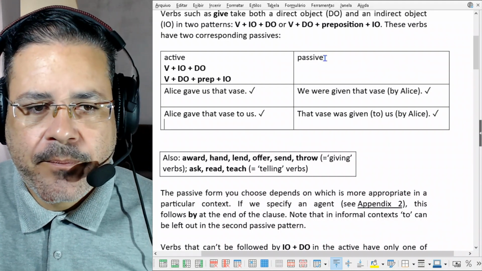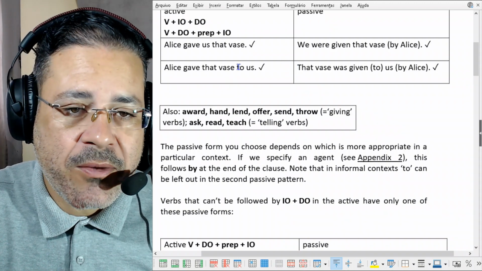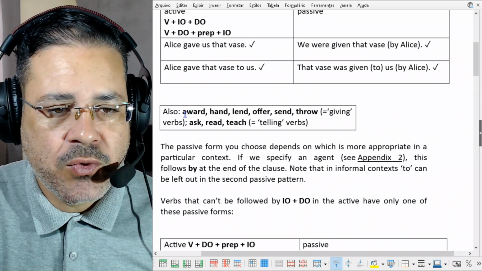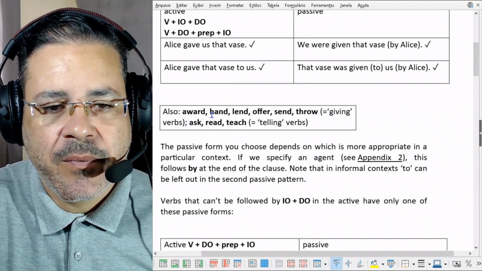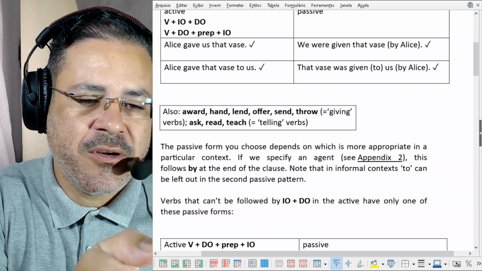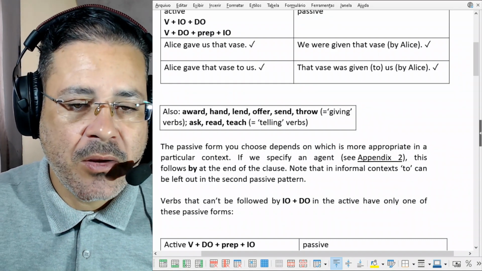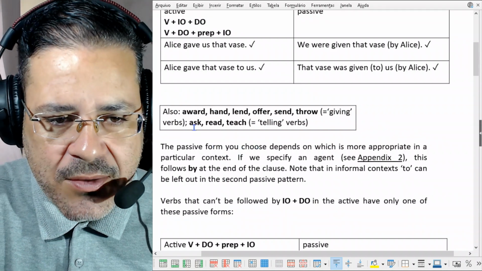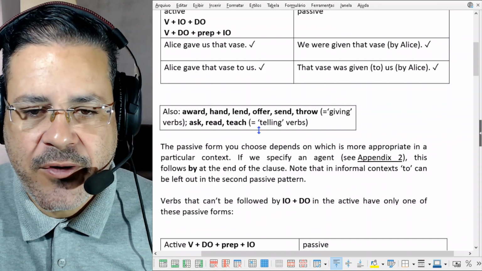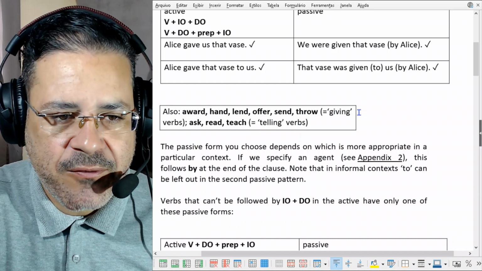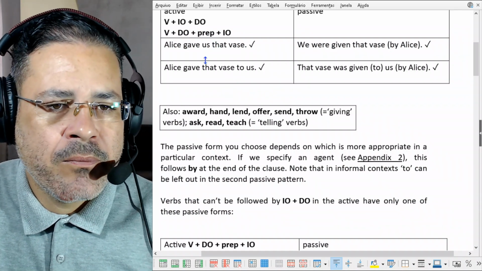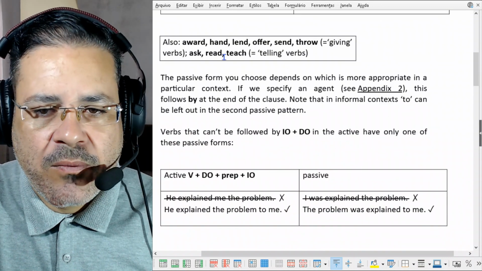Okay, moving on. Also, we might apply those patterns to form the passive with these verbs: award, hand, lend, offer, send, throw. Those are giving verbs. And also, we might use those patterns with ask, read, and teach. Those are telling verbs. So for telling verbs and for giving verbs, we use those patterns.